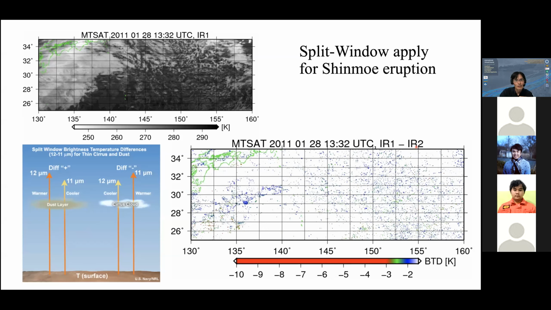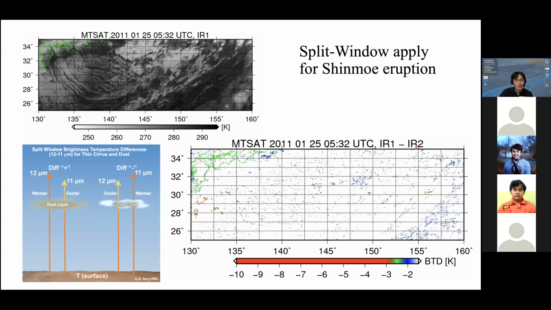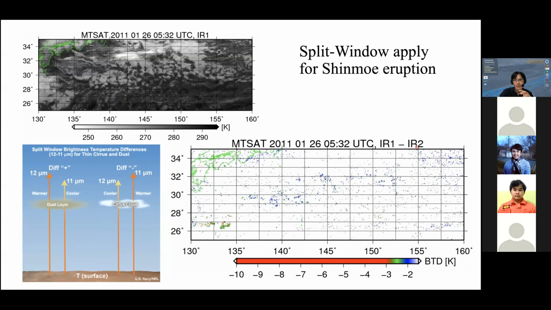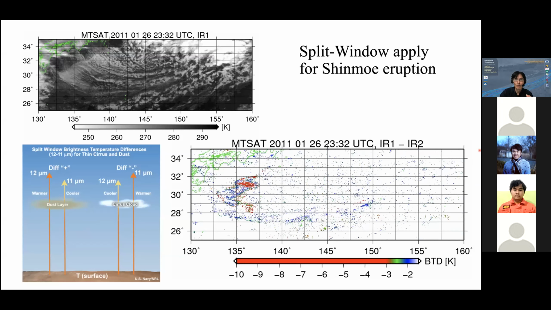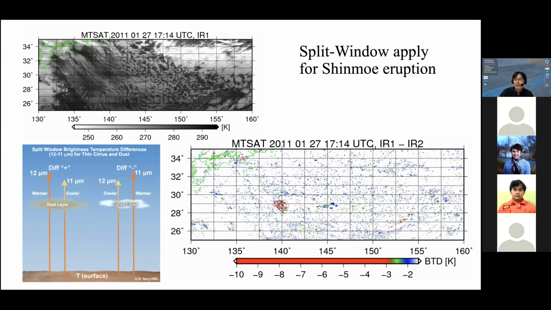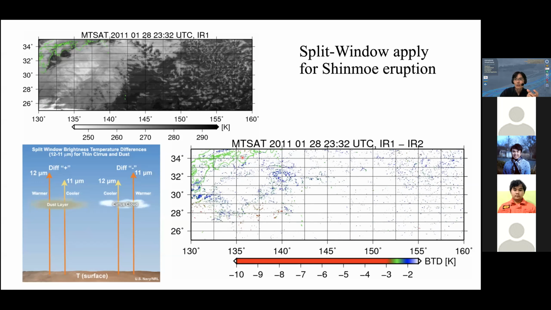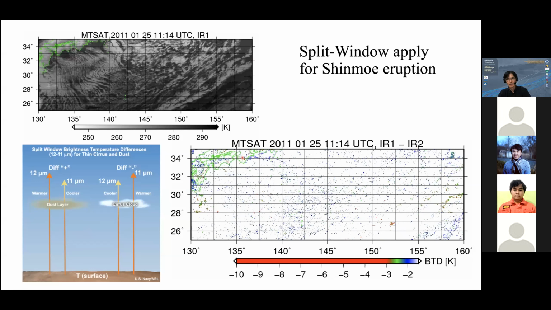Okay, you can see. So such things are easy to visualize, and the difference between cloud and dust layers is easy to see. Capturing such behavior is one of the important tasks for the geostationary meteorological satellite.